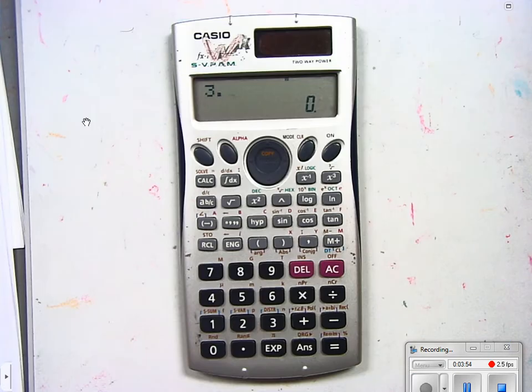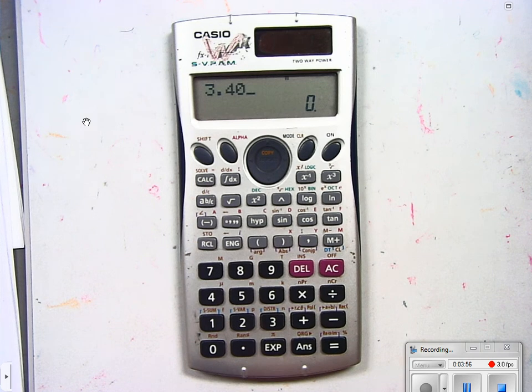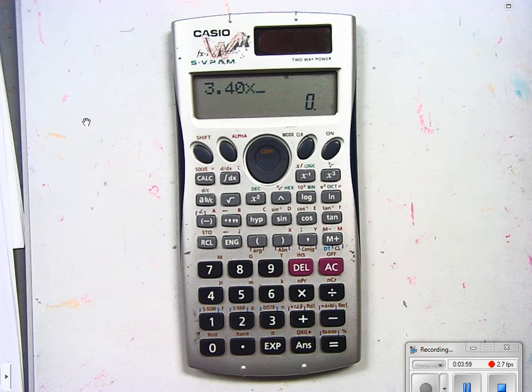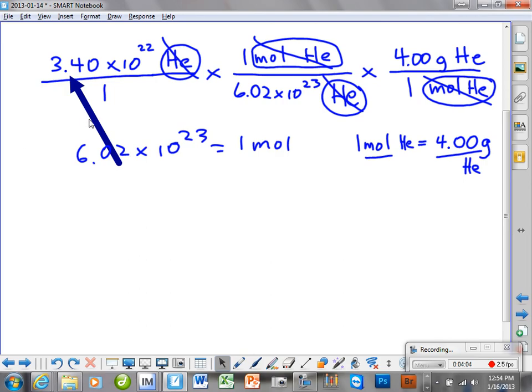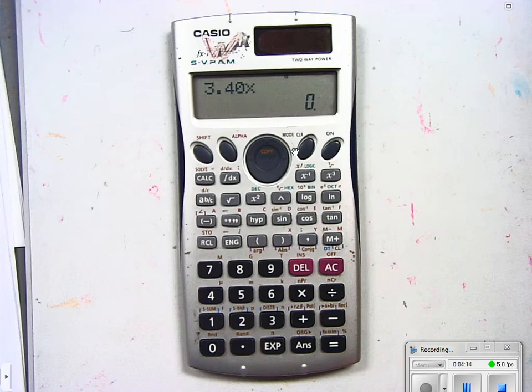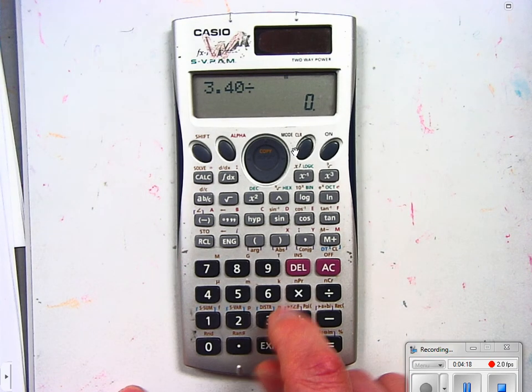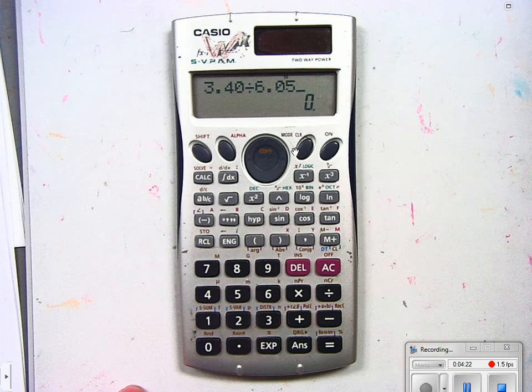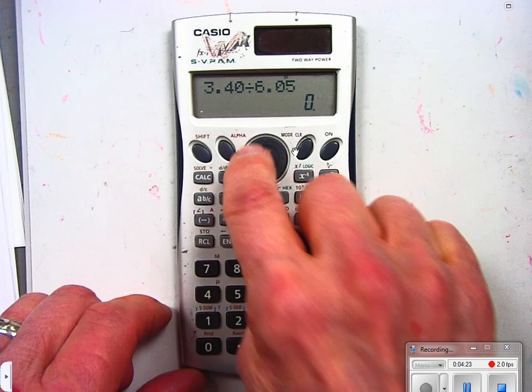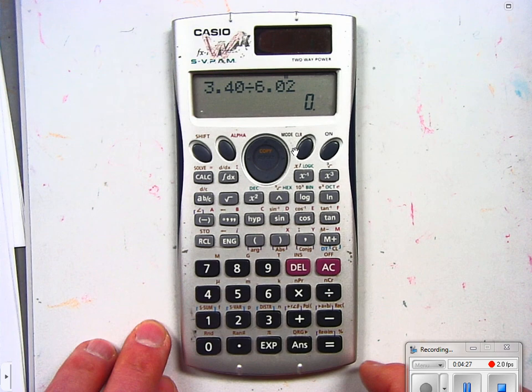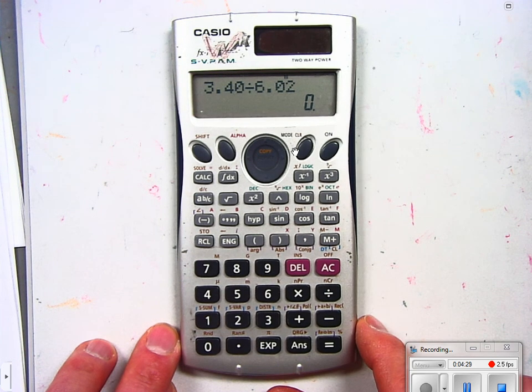Was that 40 or 04? 40. And that's going to be times, is it going to be times? No, I don't think so. Let's go back here. You see that this number is on the bottom of the fraction. Because it's on the bottom of the fraction, it is going to have a divide. So we're going to hit the divide sign, and then we're going to put in the 6.02. That divide tells the calculator that the next number you're putting in is going to be on the bottom of a fraction.